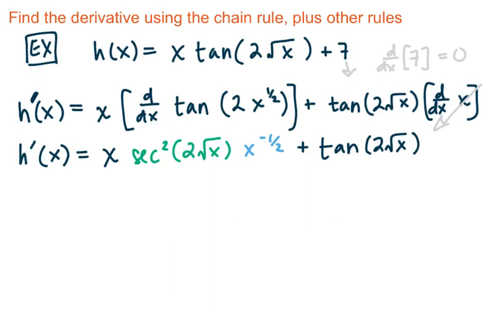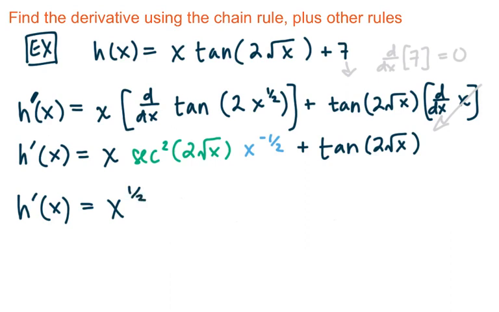And there's not a lot we can do to clean it up, but I can multiply x and x to the negative 1/2. This is x to the first, x to the negative 1/2. When you multiply similar bases, you're going to add exponents. So this is x to the 1 plus negative 1/2, which is positive 1/2.